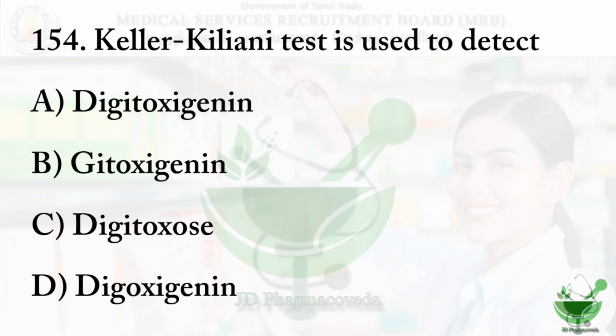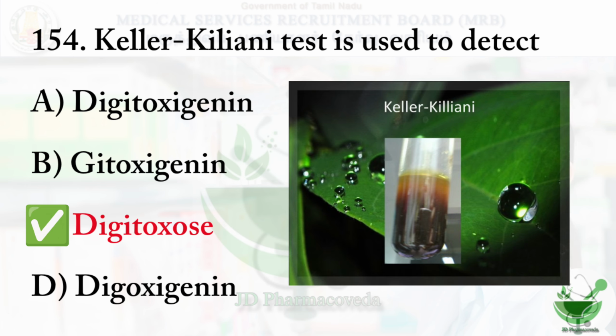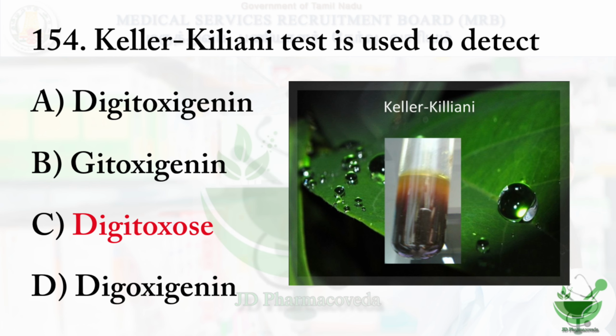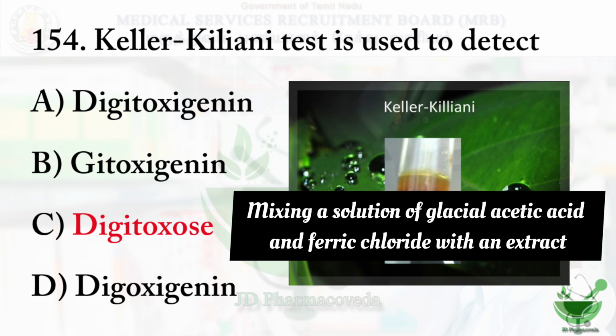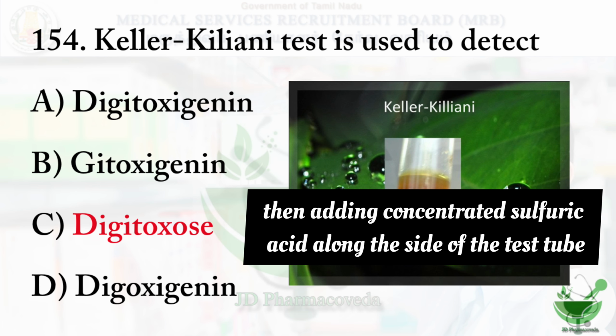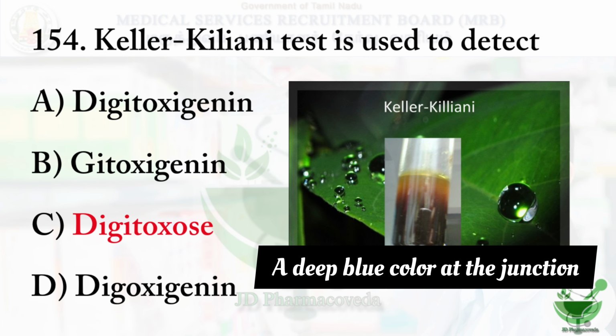Then question number 154. The Keller-Killiani test is used to detect: option A, digitoxigenin; option B, gitoxigenin; option C, digitoxose; option D, diginigenin. So the right option is option C, digitoxose. This Keller-Killiani test is an important test used to identify cardiac glycosides and digitoxose. In this test, a solution of glacial acetic acid and ferric chloride is mixed with an extract, along with adding concentrated sulfuric acid along the side of the test tube. So a deep blue color at the junction is formed.